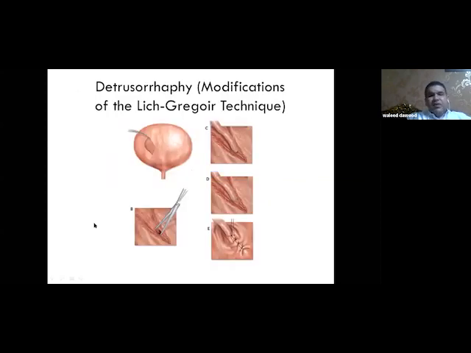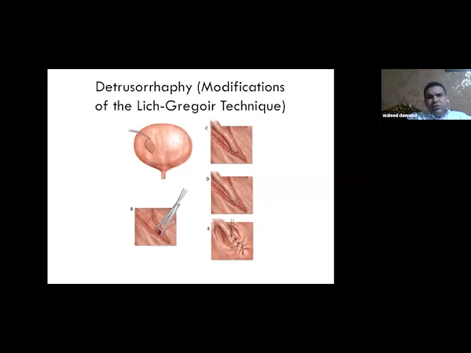This is a modified Lich-Gregoir. It is like the usual Lich-Gregoir, but here we do an incision of the detrusor below, distal to the ureteric orifice, and here we put a suture from the base of the ureter, again like a figure-of-eight, and close it to retract the ureter down, and the ureter will be put in the tunnel and closed like that again. It is not greatly different from the original Lich-Gregoir.